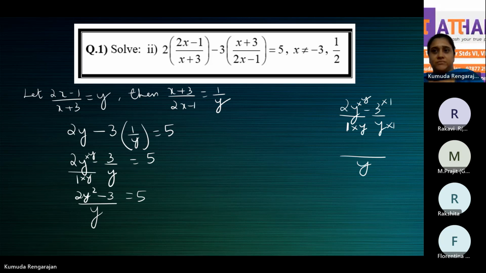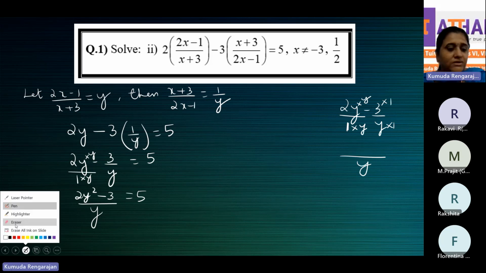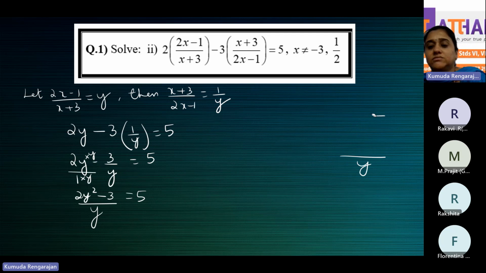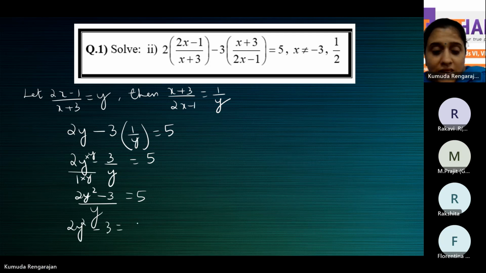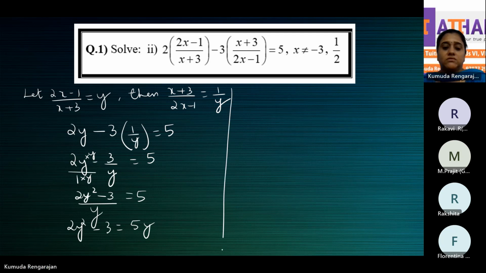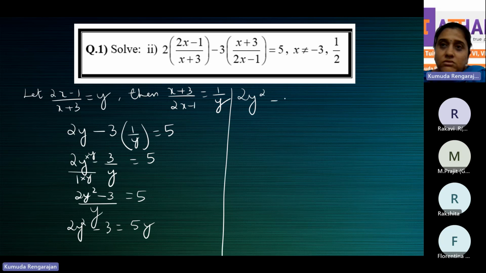Cross multiply. Tell me, I'm writing. We'll do it together. Cross multiply. What do you get? 2y squared minus 3 is equal to 5y. Now bring all the terms to one side. Don't write 3 first. Write it in the order: y squared, y, and then the constant. Minus 5y minus 3 is equal to 0.